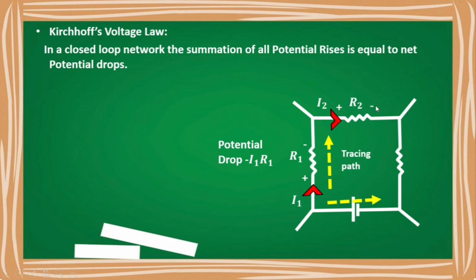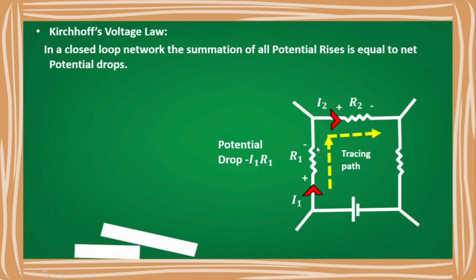Let us now consider a tracing path. Let me have the tracing path from the left hand side to the right hand side. I am going clockwise. You can also go anti-clockwise. The equation will not change. The expression will be the same. But you have to follow each and every sign convention.